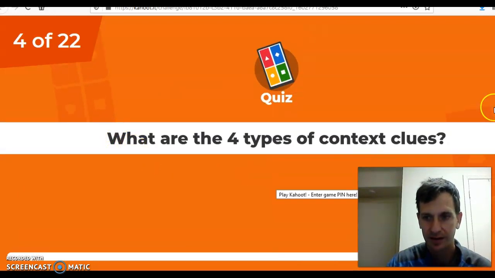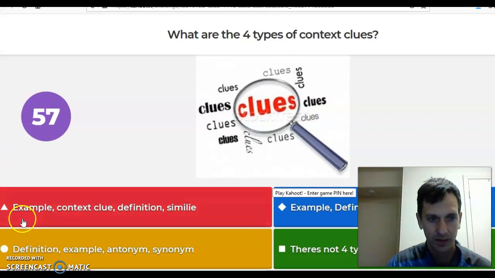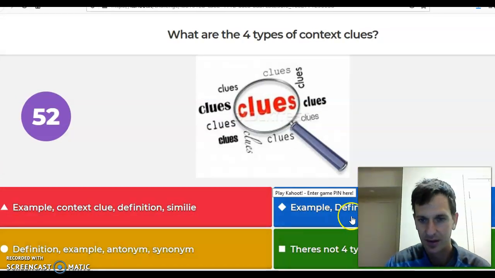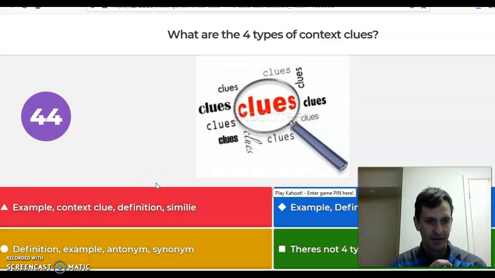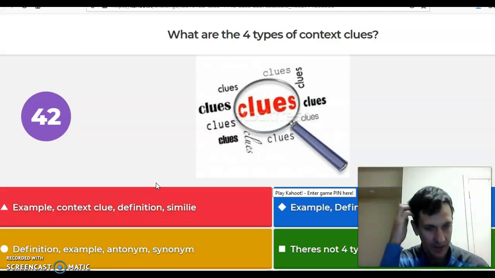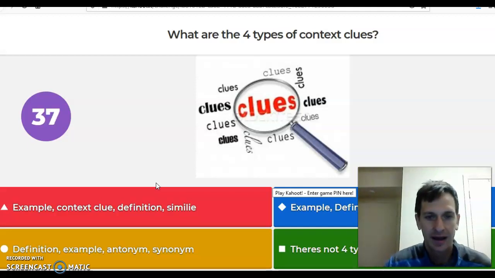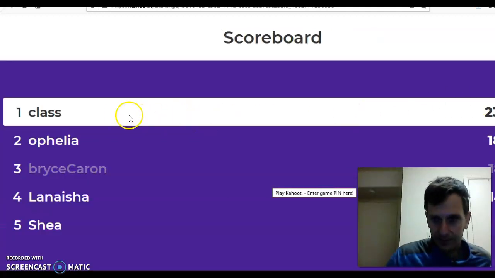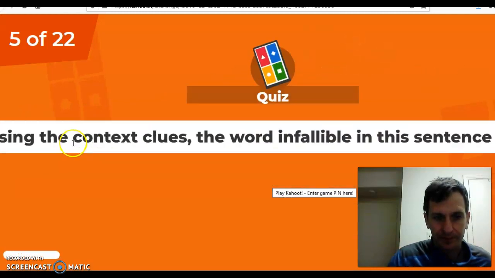What are the four types of context clues? Should have got this from your PowerPoint. Example, context clues, definition, simile, definition, example, antonym, synonym, example, definition, antonym, words. These are not four types. Alright. Definition, example, antonym, synonym. Alright? Antonym, opposite meaning, synonym, same meaning, example, or the actual definition. Good job, everyone. Couple more.